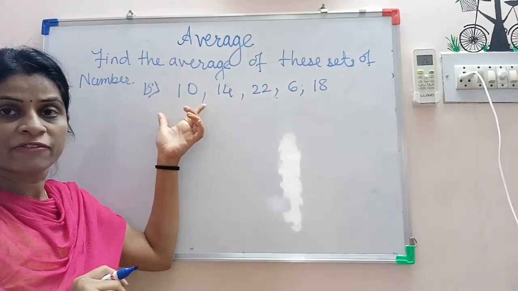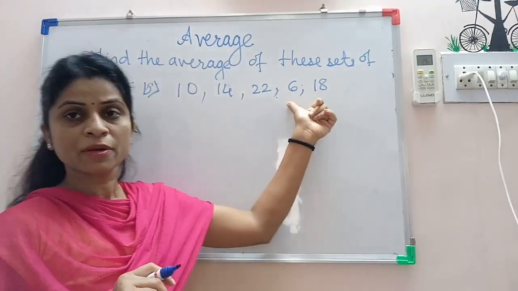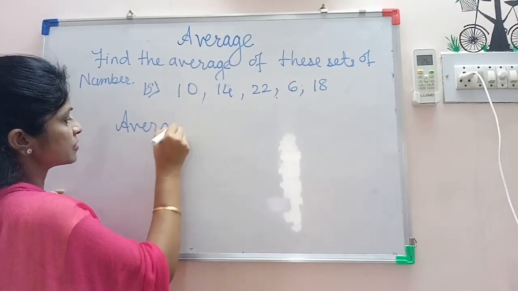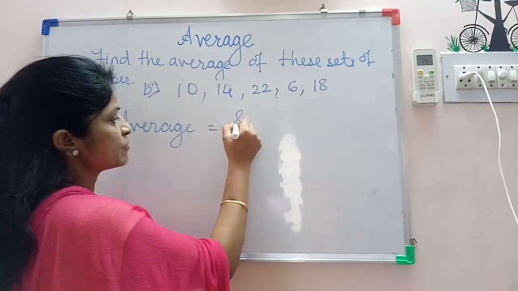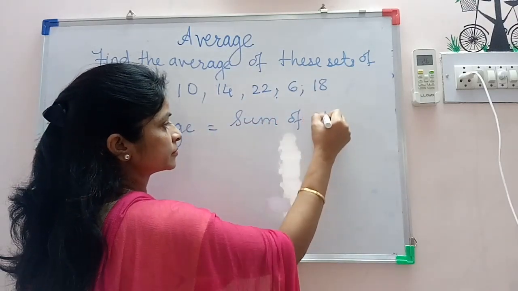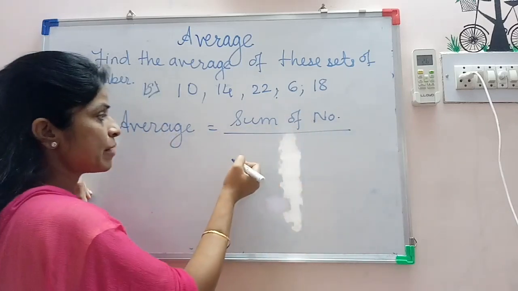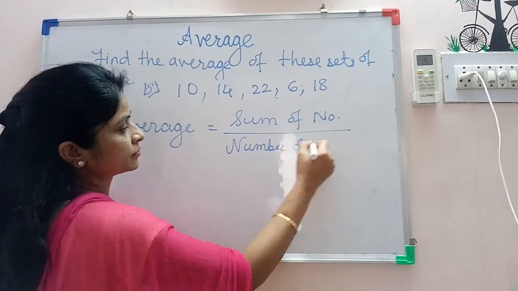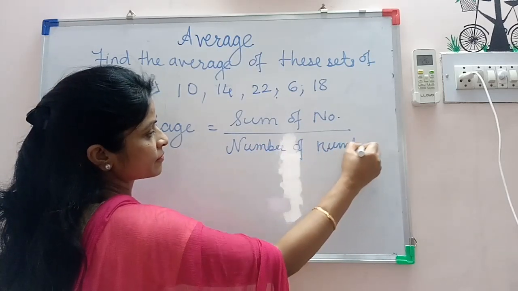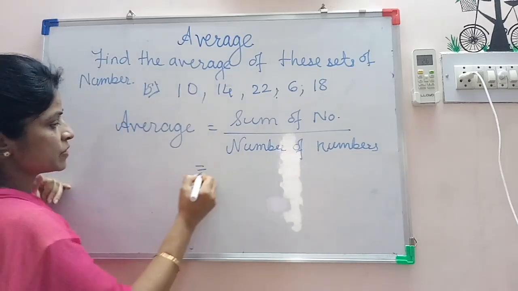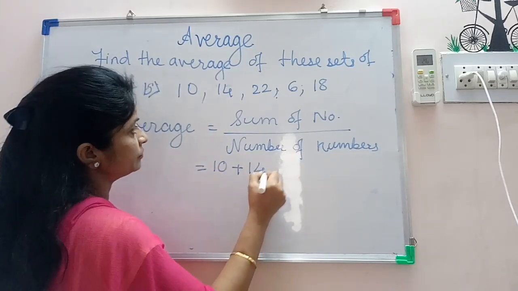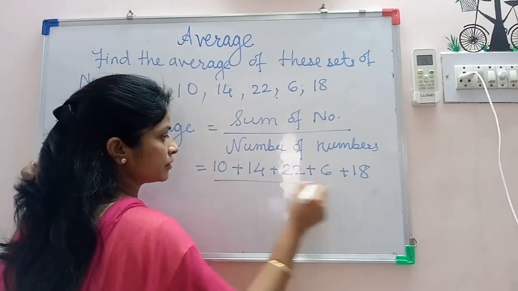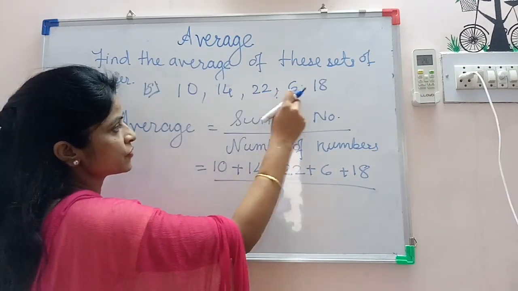Now let's take the average of these numbers. Here again a set of numbers is given. Now we will use the formula of average. That means sum of numbers divided by its number of numbers. For the sum of numbers, you have to take all the addends and add them. How many numbers are there? 1, 2, 3, 4, 5.